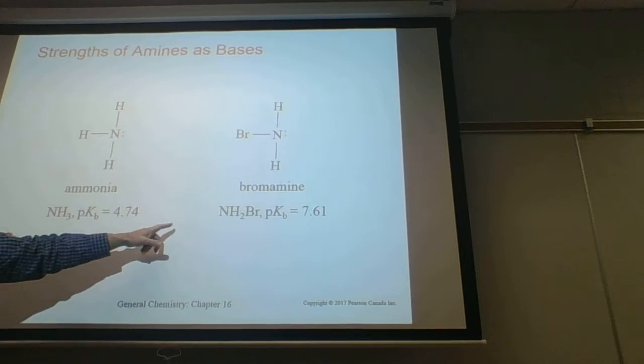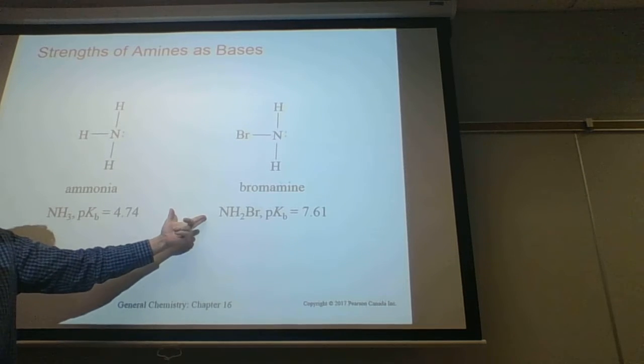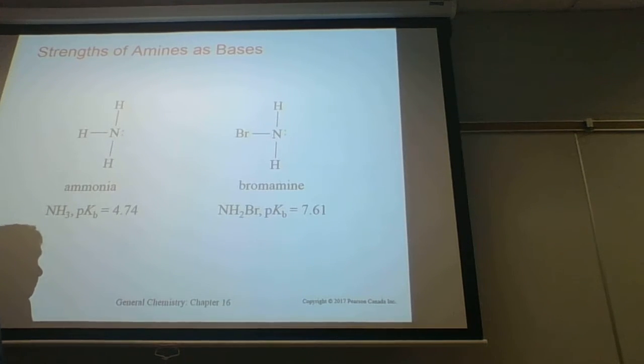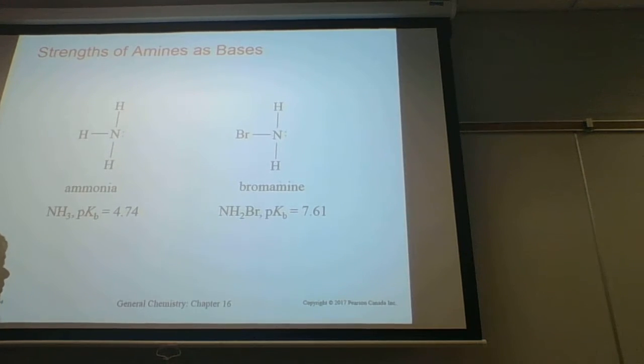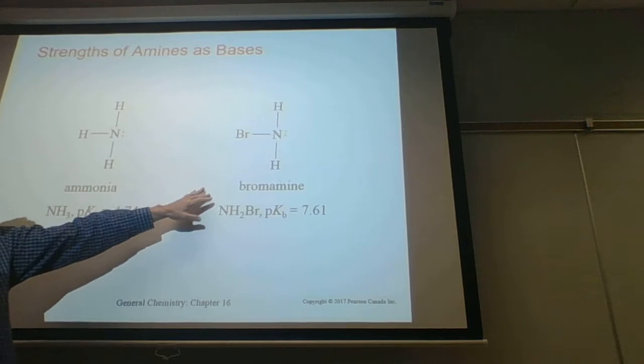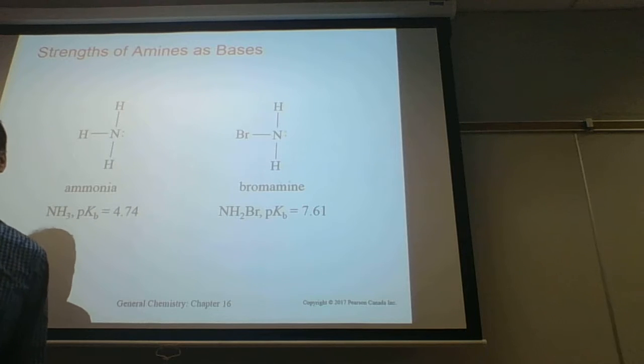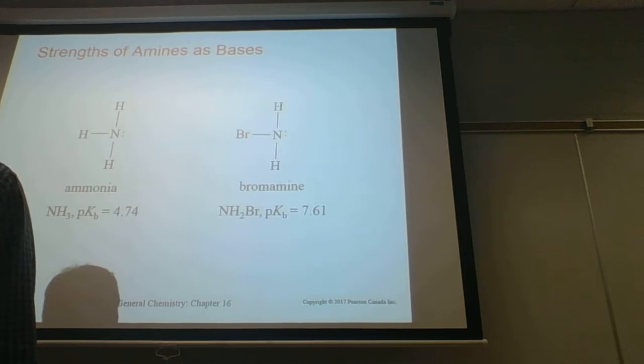And so it looks like bromamine is about 3 orders of magnitude, 3 powers weaker. And so that would be 1,000 times weaker, roughly. Why is bromamine so much weaker of a base? What would you say?